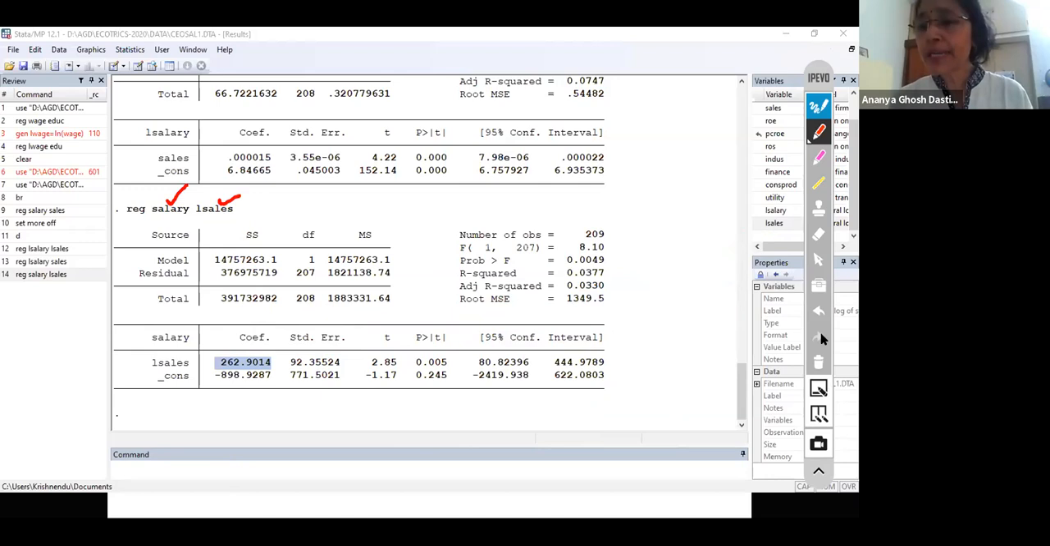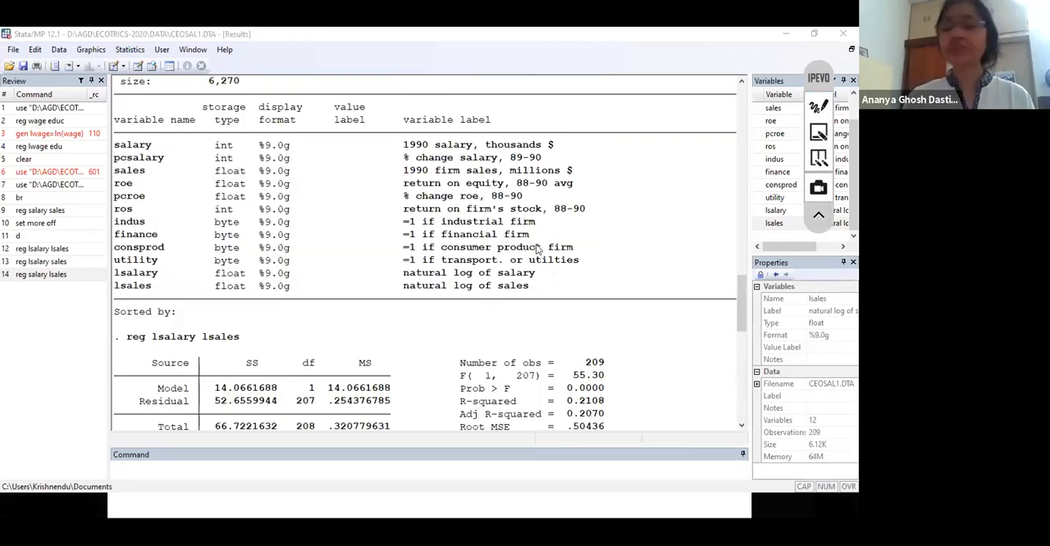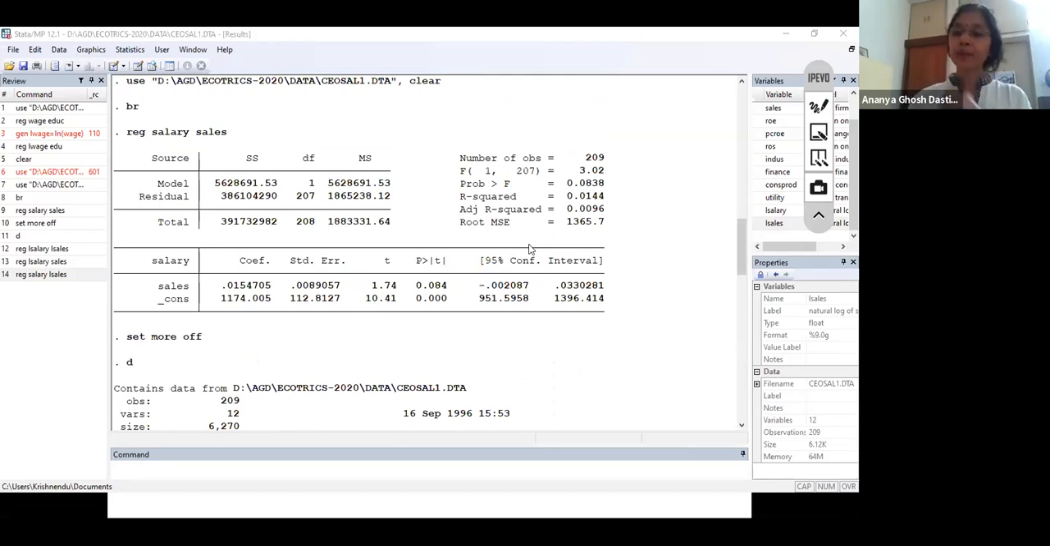In particular, let me take you back to this particular example where salary has been regressed on sales. What am I talking about now? I'm talking about the importance of the units in which you measure variables, the importance of keeping that in your mind. When I regress salary on sales, how do I interpret the coefficient? A 1 unit change in sales, a $1 million increase in sales, is associated with a 0.154 thousand increase in salary.